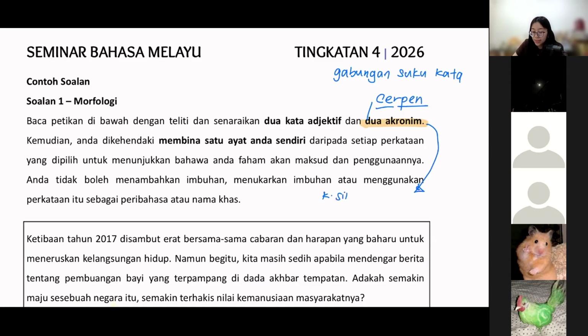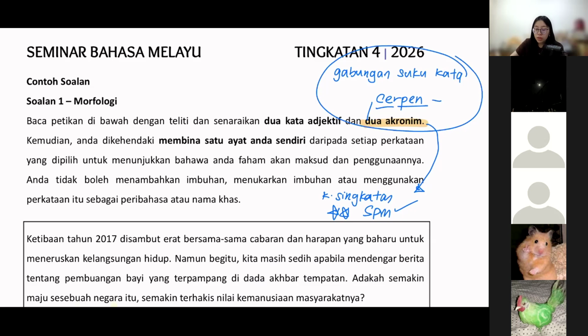There's one more called kata singkatan. For example, SPM, Sijil Pelajar Malaysia. Okay, this one will be your last choice when you are choosing an acronym. Only if you have no answer, then you choose kata singkatan. But the first choice always comes from here because they want to say gabungan suku kata first.